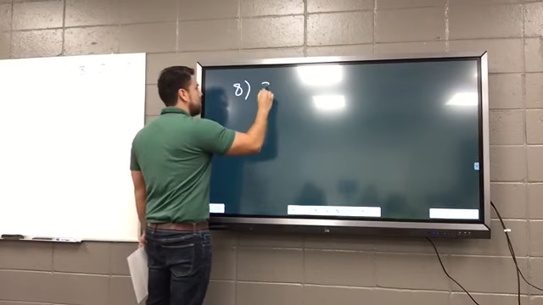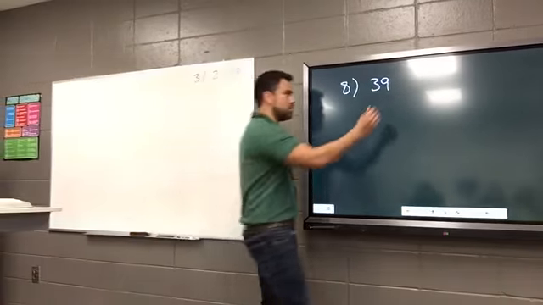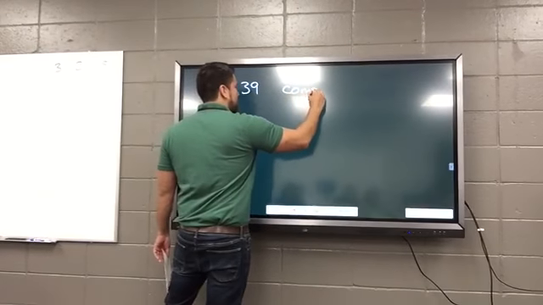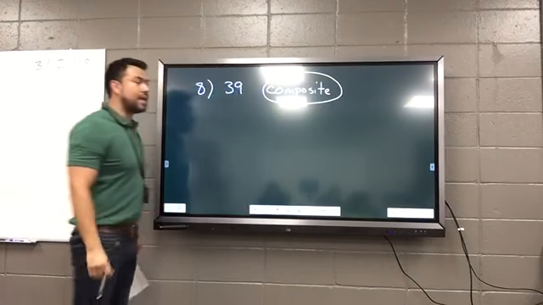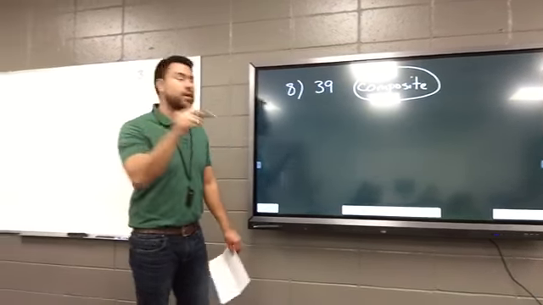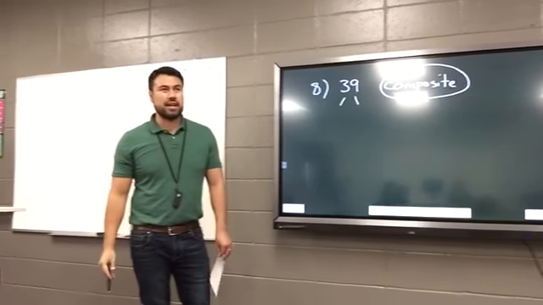So number 8. What you're doing on that, they give you the number 39. All right, is that a prime number or a composite number? It's composite, so you just write the word composite. That's one answer. And then, since it's composite, you can break it down into its prime factorization. It's like, what goes into 39?